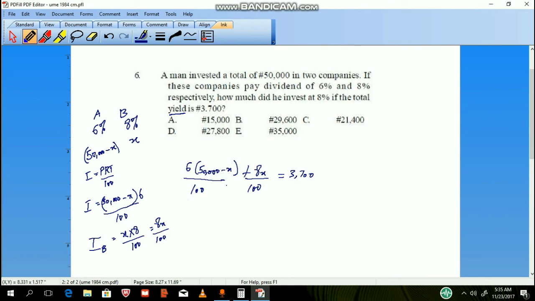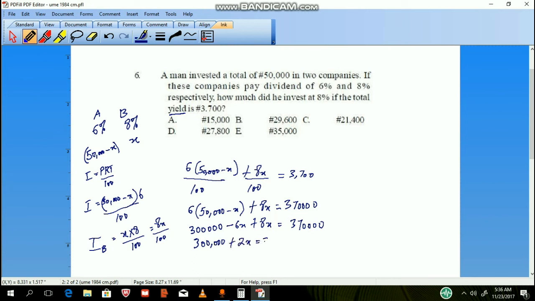So first thing, what do we do? Multiply all through by 100. If you multiply all through by 100, you have 6 bracket 50,000 minus x plus 8x equal to 370,000. Now what else do we do? We expand. 6 times 50,000 we have 300,000 minus 6x plus 8x equal to 370,000. Now we simplify further. Negative 6x plus 8x will be plus 2x.